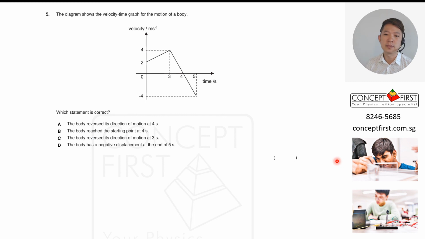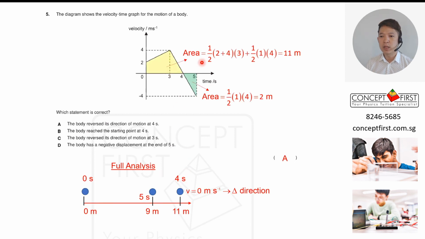The last question. The diagram shows the velocity time graph for the motion of a body. So you see there's a positive velocity and negative velocity this time around. Okay, I'm going to provide a full analysis of the motion of this object. The yellow area traveled forward 11. The green area traveled back 2. Okay, so it went forward 0 to 4 seconds. It traveled forward 11. And remember that we said earlier, at this point when the velocity is 0, it changes direction. Okay, this green area, it traveled to like this.